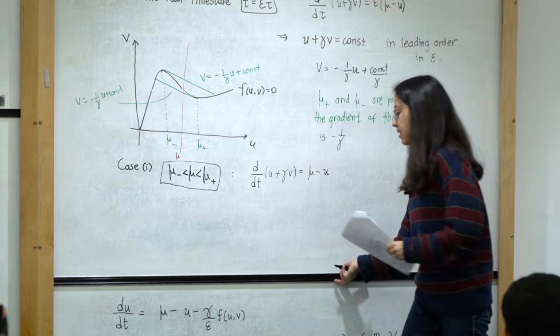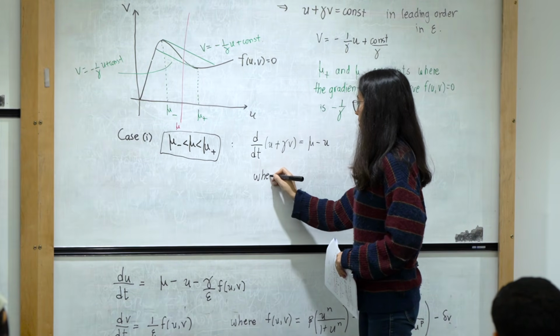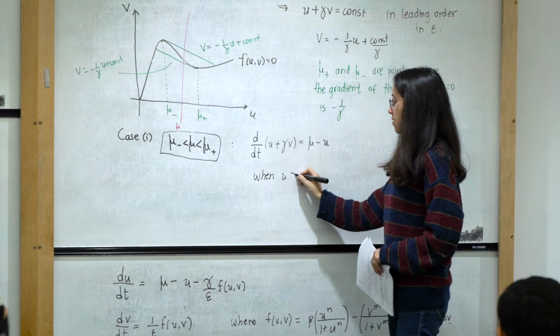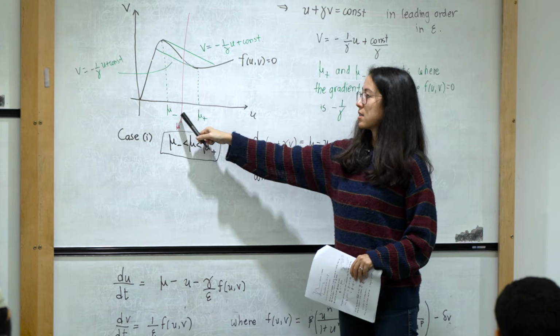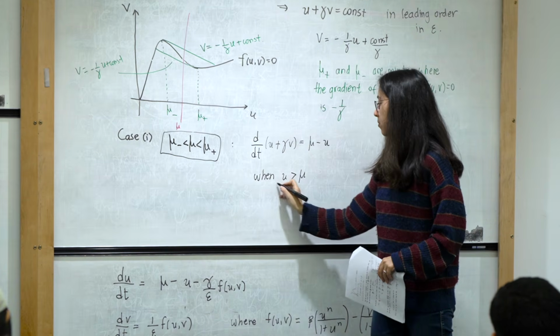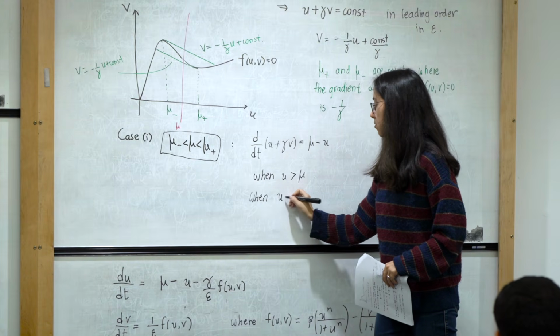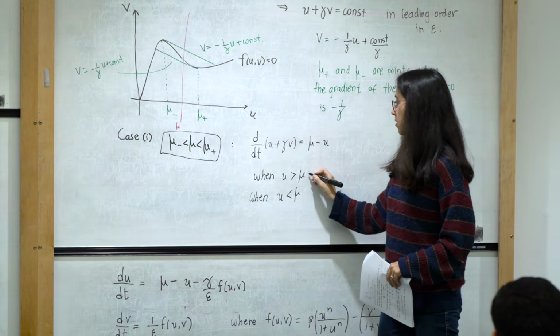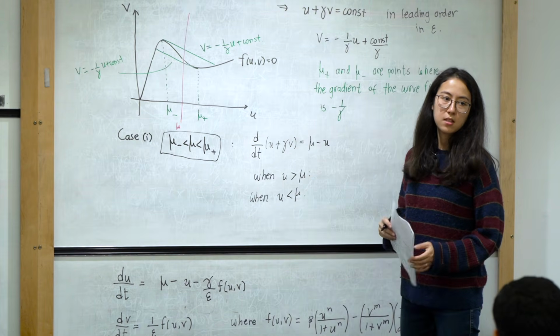So we have basically now two cases. I have to look at when u is greater than mu. So I'm to the right of this line, but before mu plus. And I also have to look at what happens to the derivative when u is less than mu. So you just have to look at the signs of this derivative and see if it's increasing or decreasing.